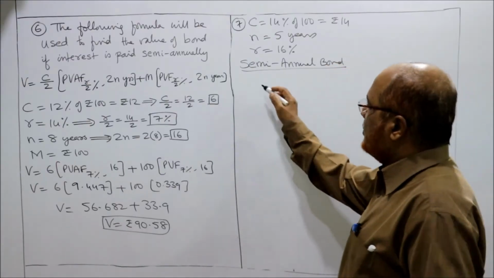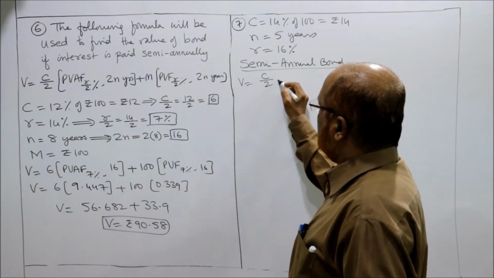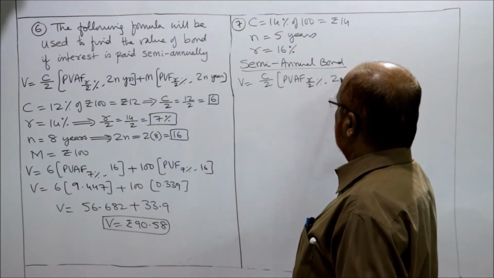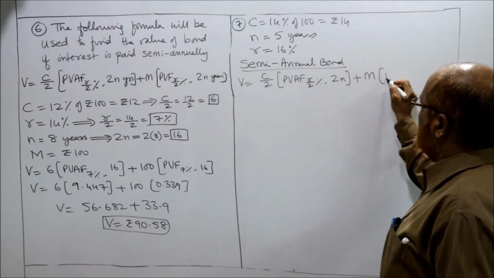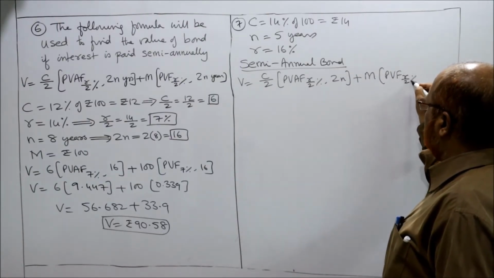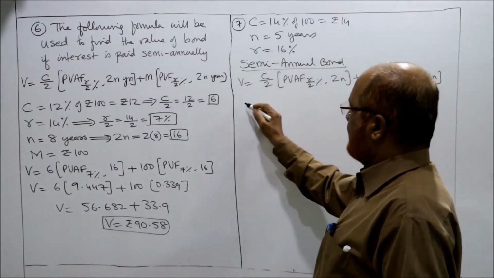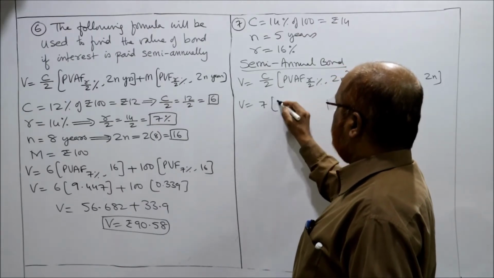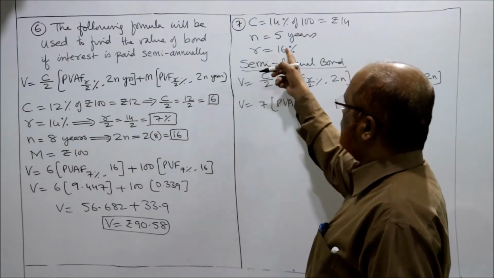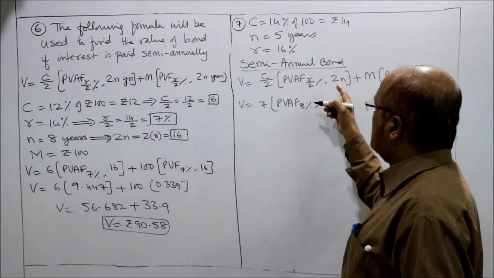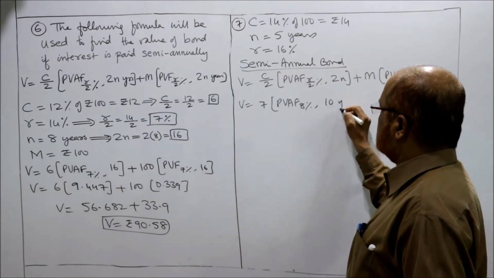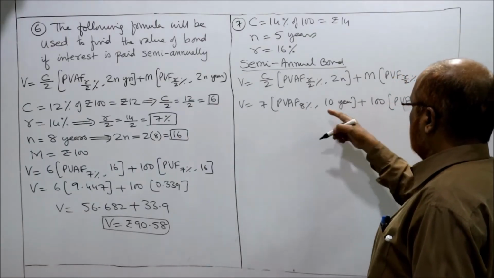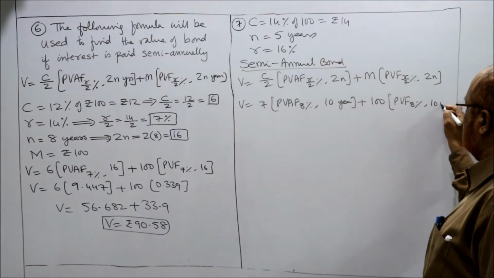For semi-annual bond, formula is V is equal to C by 2 into PVAF R by 2% 2N plus M into PVF R by 2% 2N. C by 2, 14 by 2, 7. PVAF R by 2, 16 by 2 is 8%. 2 into N, 2 5s are 10 years. M, maturity value 100. 8%, 10 years.